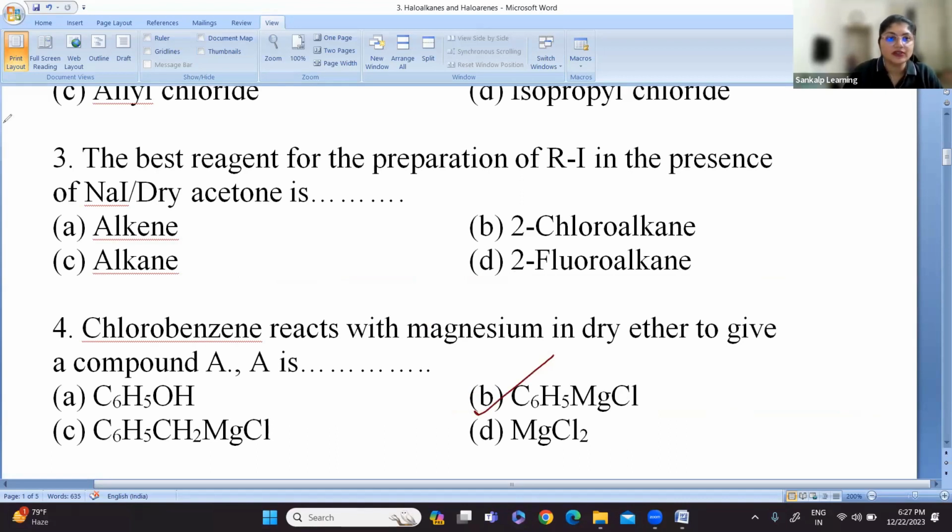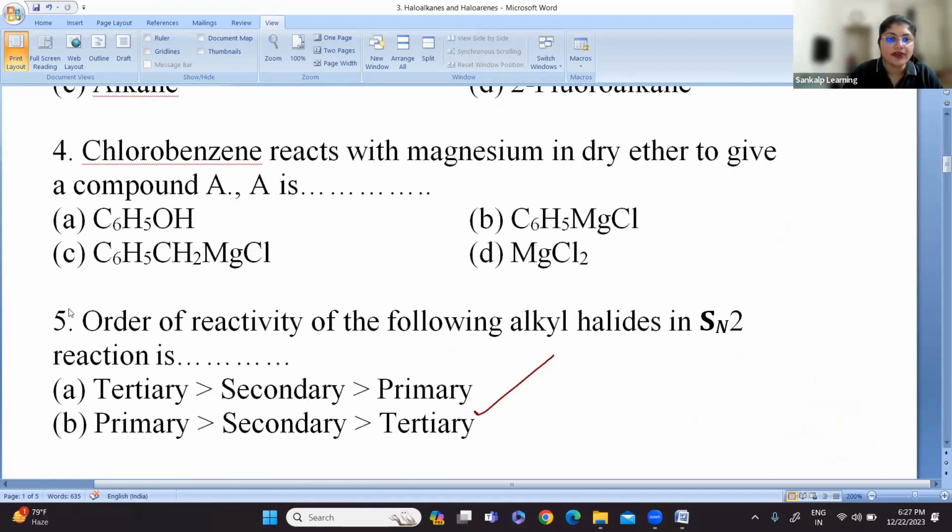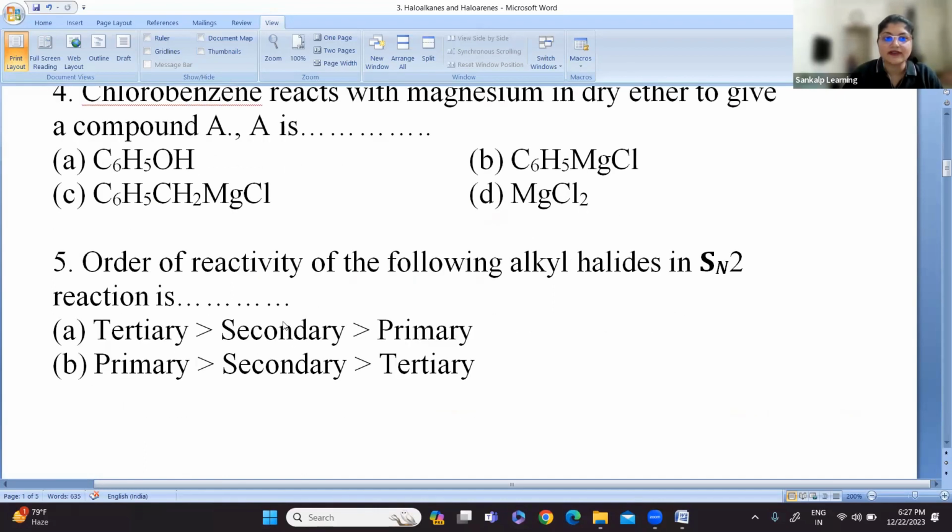Fine. Moving further, question number five. The order of reactivity of the following alkyl halides in SN2 reaction is. So what is the order of reactivity of the following alkyl halides in SN2 reaction? Remember, what is SN1? Substitution, nucleophilic, unimolecular. Here, the rate of the reaction depends on only one, that is the substrate.